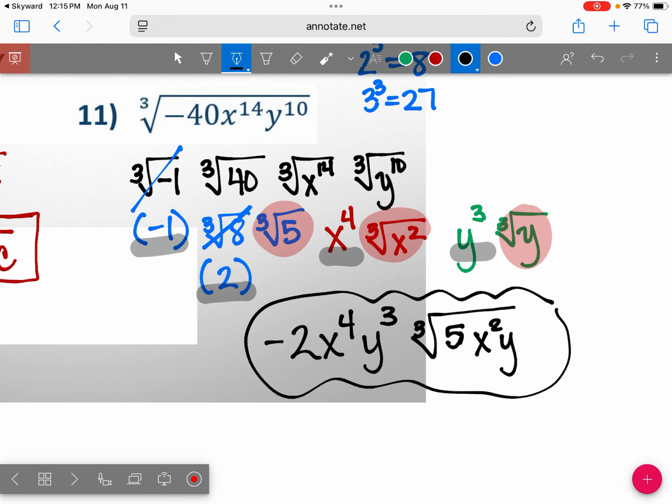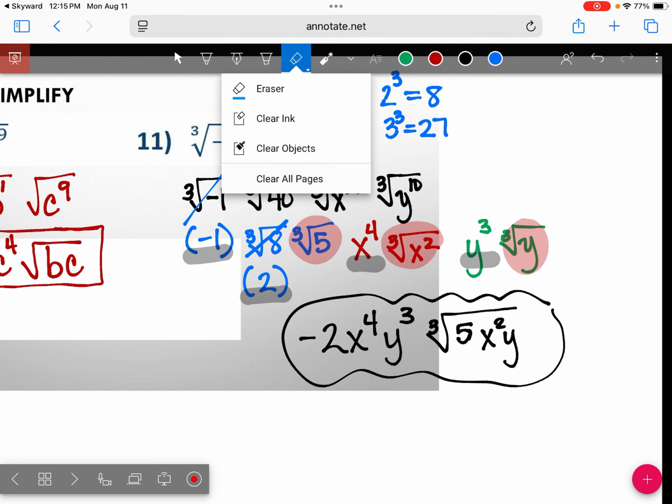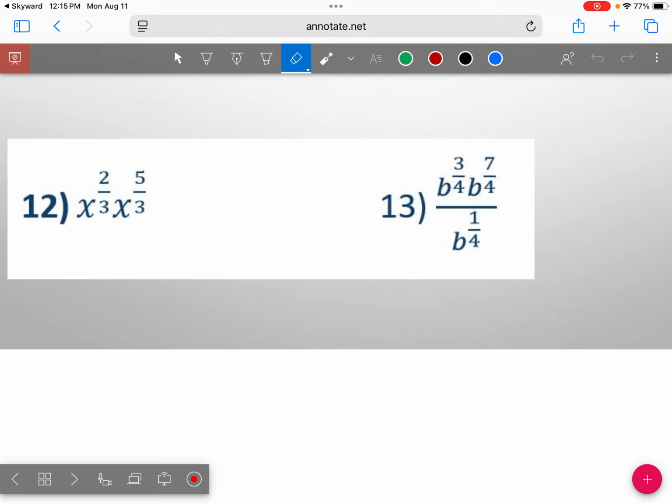That one is pretty much the level of questioning that you're going to have to do on the test. Does anybody need more time copying down 11 before I clear it off? All right, last 2, go ahead and copy them down, 12 and 13.